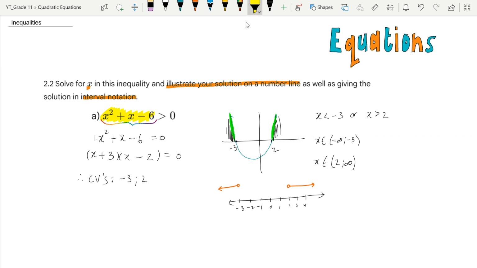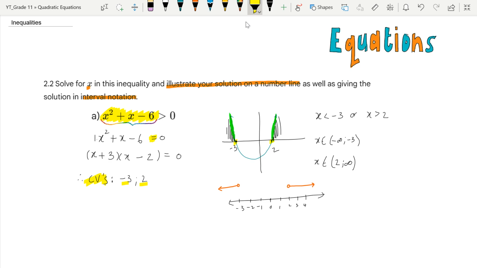x squared plus x minus 6 is bigger than 0. Just for a moment, we made it equal to 0 so that we can calculate our critical values. So we just factorized to get our critical values. We knew that it was a happy face parabola. So we just plotted our critical values and drew a rough parabola.